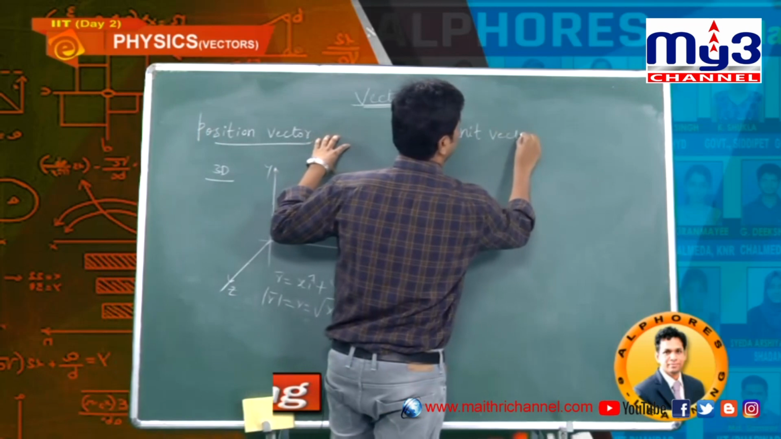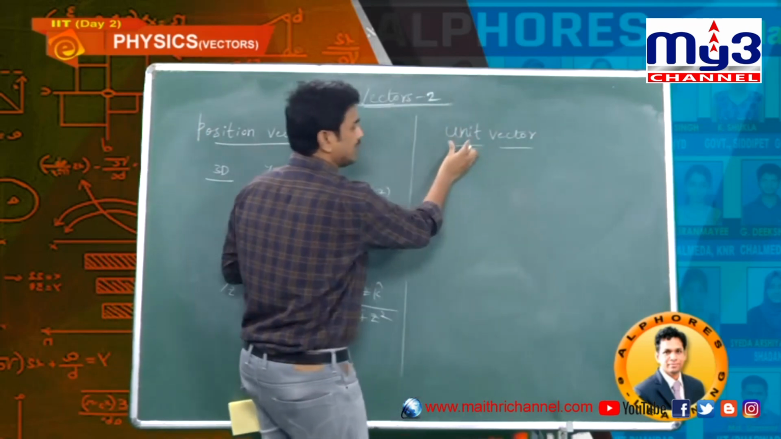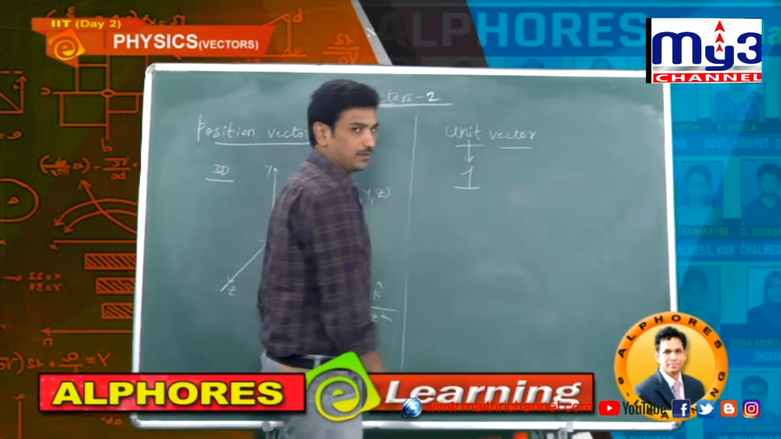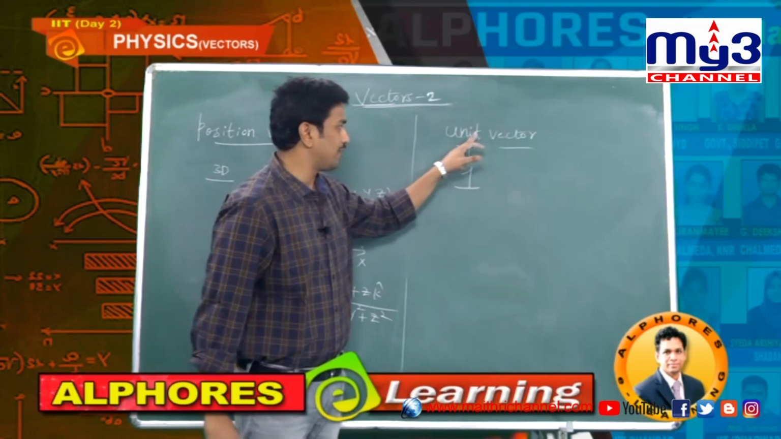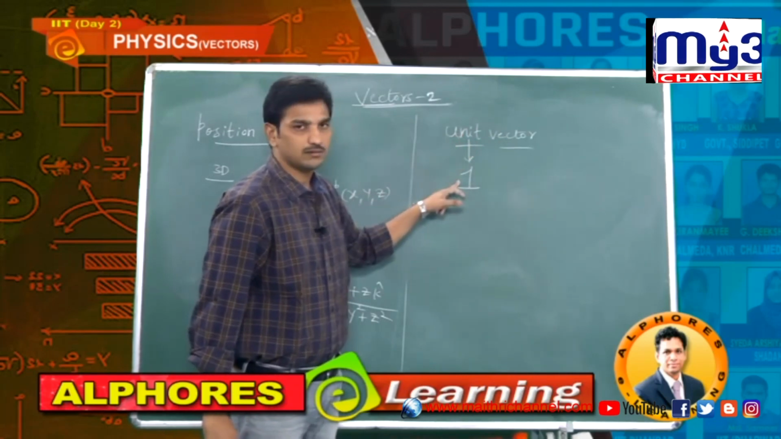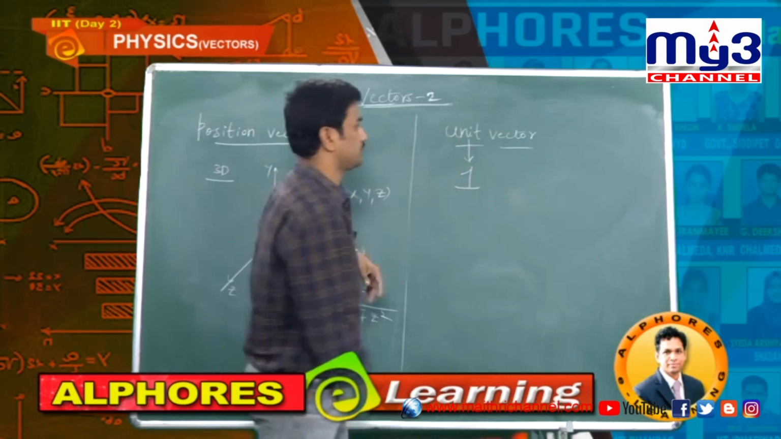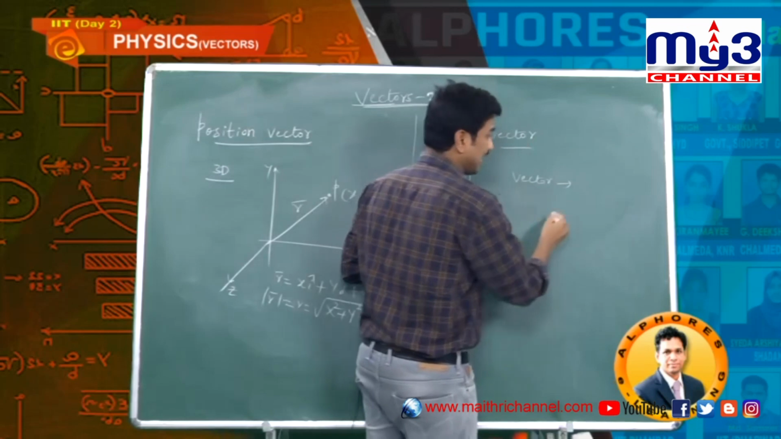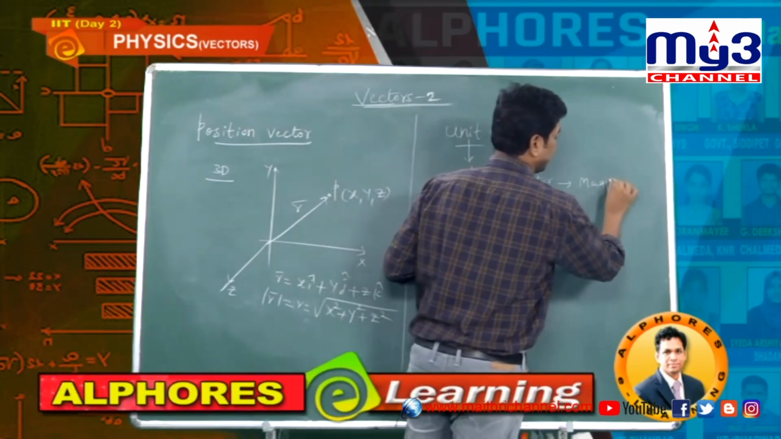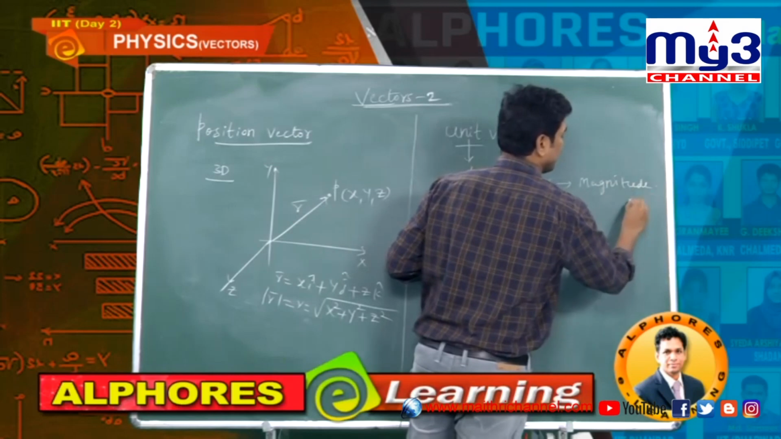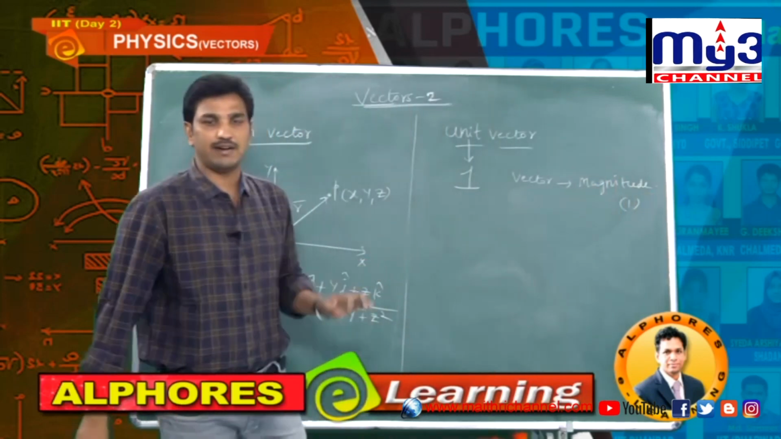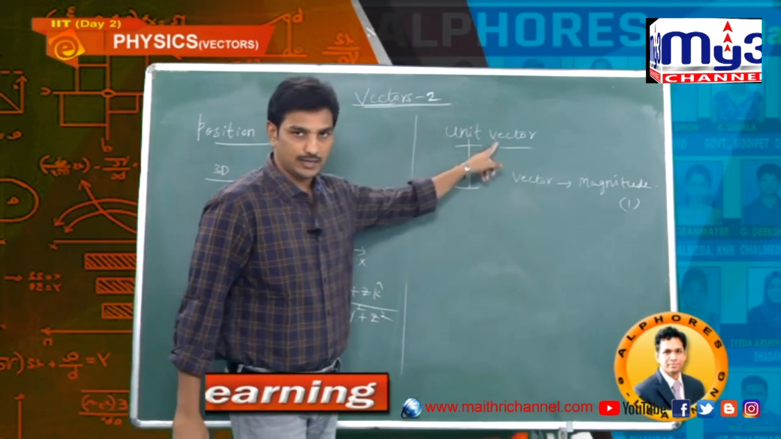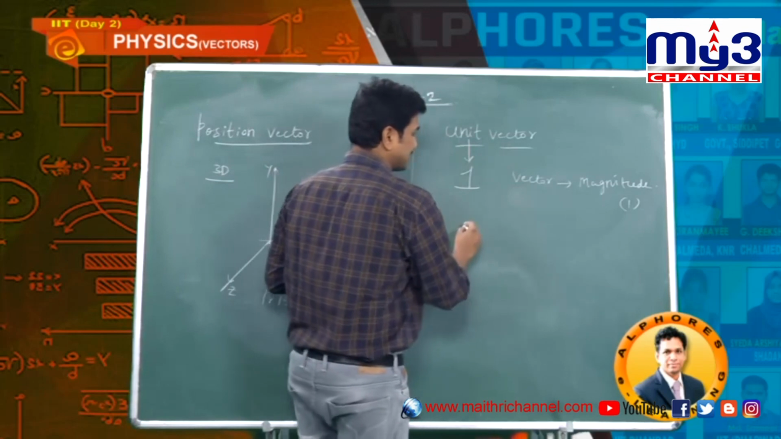Unit vector. Unit is 1. Vector having magnitude unit or 1, that vector is called unit vector. What is that? Vector having magnitude how much? 1. Any vector having magnitude 1 is a unit vector. I will show you different examples.